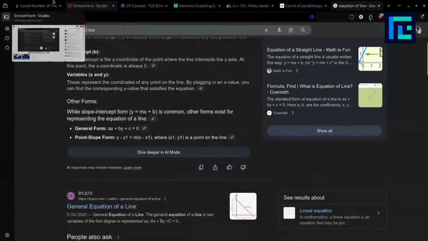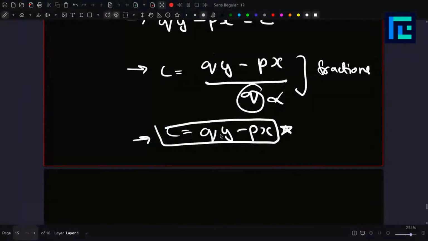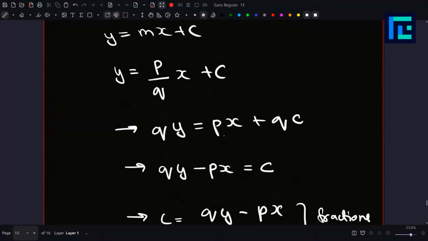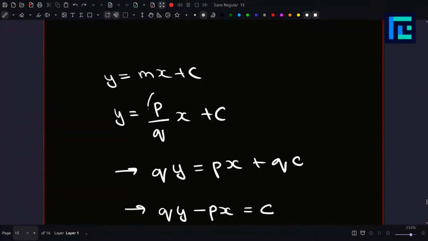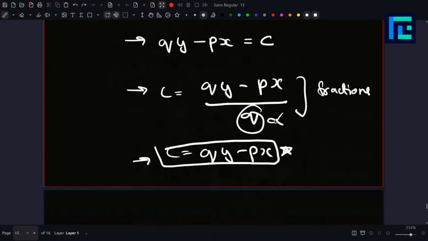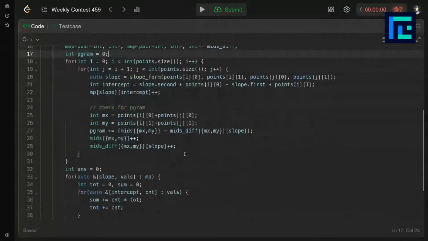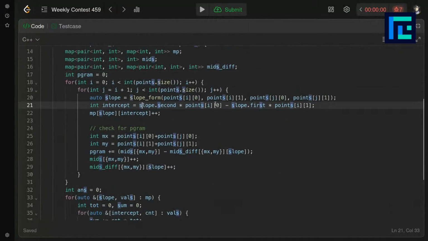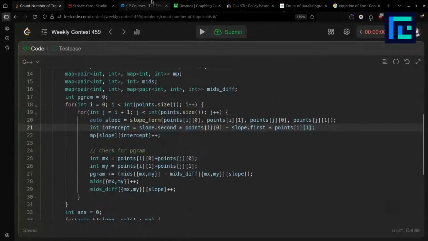So that's why we get this formula for the intercept, and that's exactly what I've implemented. What is q? q is the denominator of our slope and p is the numerator, since we're storing it as a pair in numerator-denominator form. As long as we ignore the denominator, since the denominator for some given slope will always be the same, we can write the intercept like this. So that's how you derive the intercept formula.